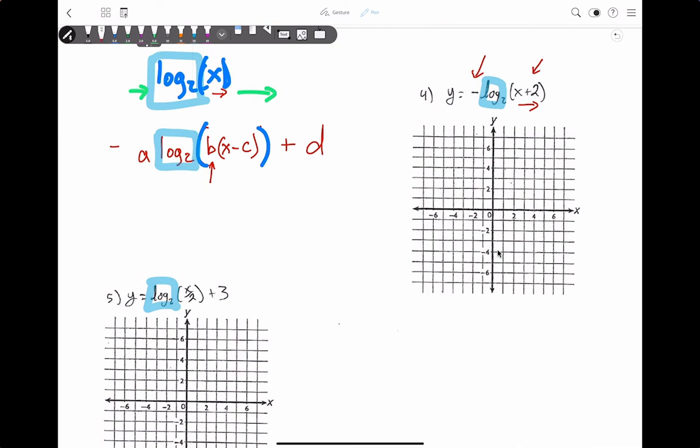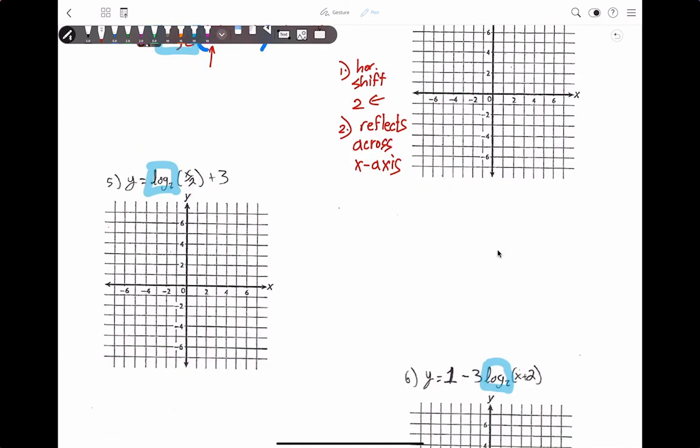Whenever I go over here, I'm going to do this value first, the x value. So the first transformation is a horizontal shift 2 to the left. Then we'll do this negative value. Notice that it's not in the parentheses, it's outside with a y value. So it's a vertical reflection, otherwise reflects across the x-axis. Again, I'll let you use Desmos to see what these in fact look like.